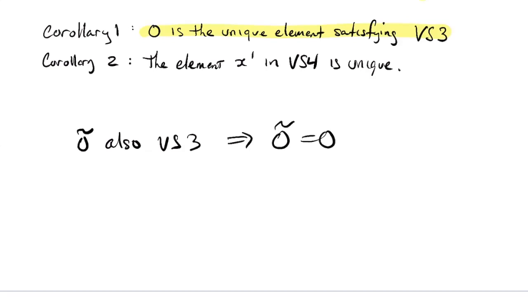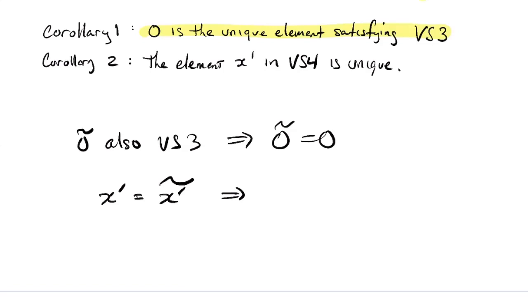Corollary 2 is that x prime, the element that you add to x to get 0, is unique. So what does it mean if you had some other imposter, x prime imposter, that also added to x to get 0? They have to be the same.